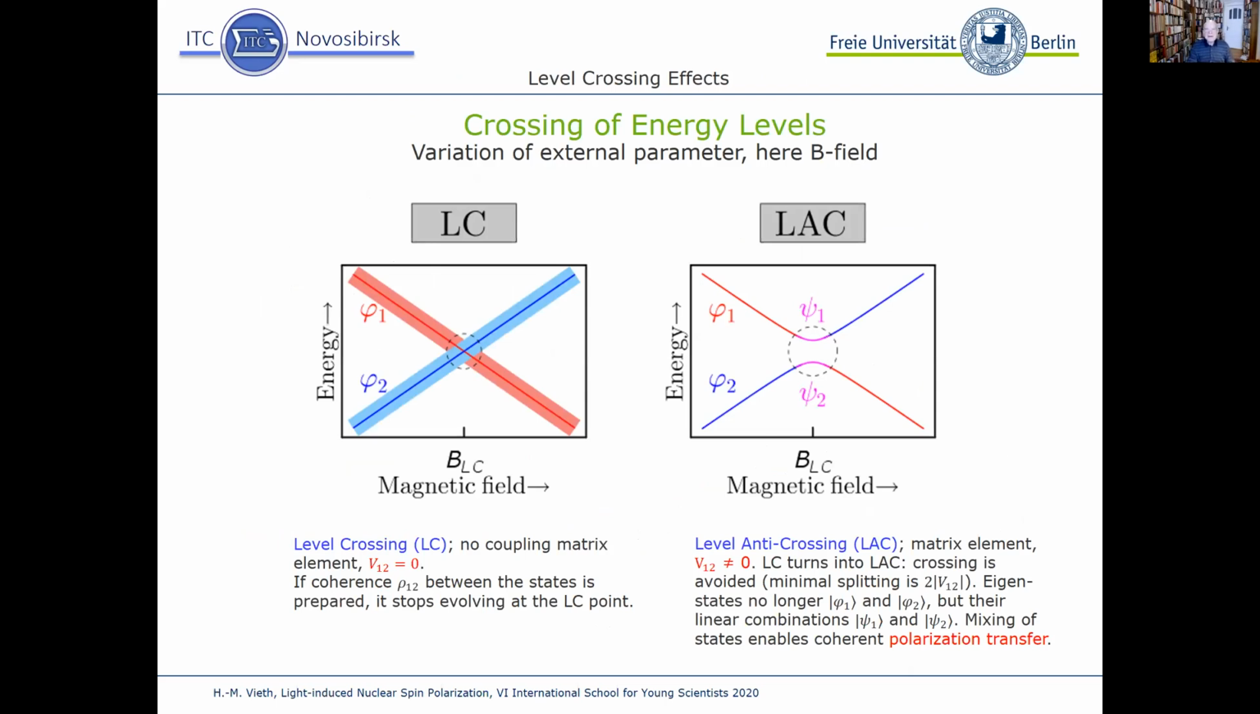When we vary the Hamiltonian using an external parameter, here in our case, mainly the external magnetic field, the levels vary with the magnetic field. And there are cases when two levels cross each other. That's shown on the left-hand side. It's called LC, level crossing.